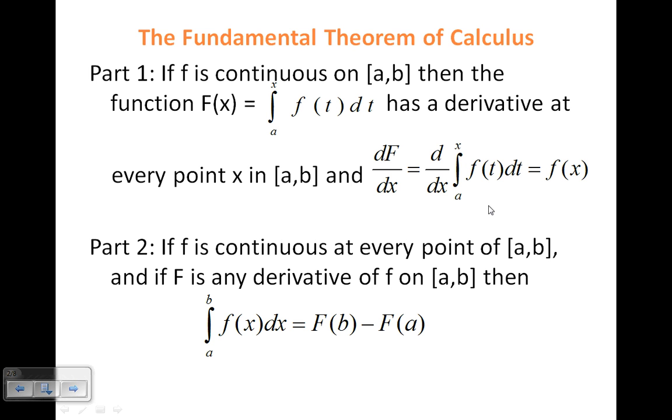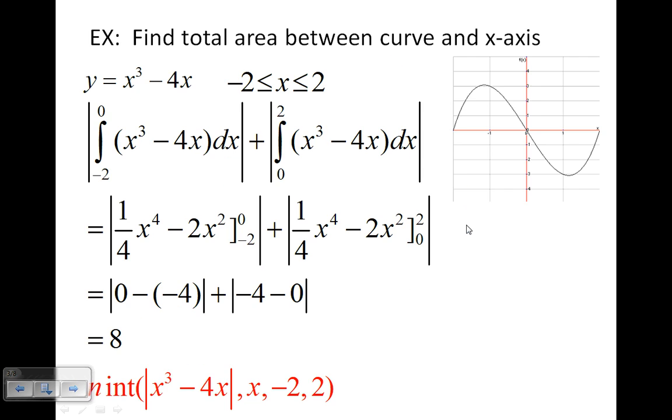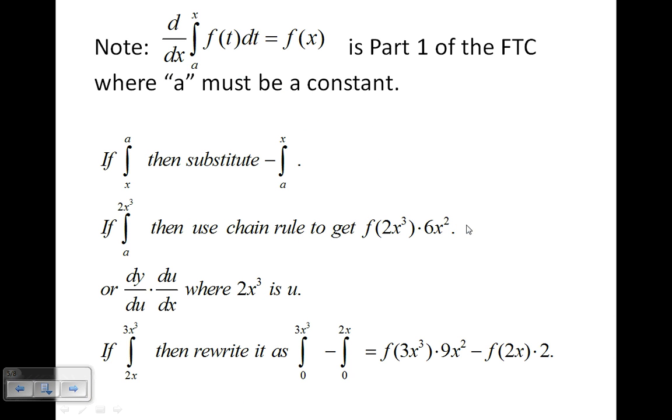It gets a little more complicated though if that upper limit isn't just x. What happens if it's x squared or 2x or something like that? Your chain rule comes into play again. So I'm going to drop down to where we were in the PowerPoint, right here. It says for part 1 of the fundamental theorem of calculus, FTC, the a has to be a constant, and then if the upper limit is just x, you just get f of x, you plug your x in.